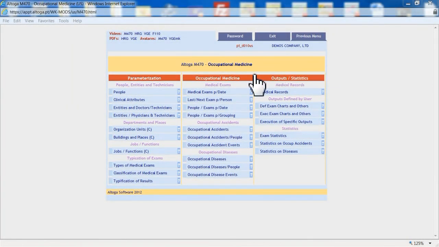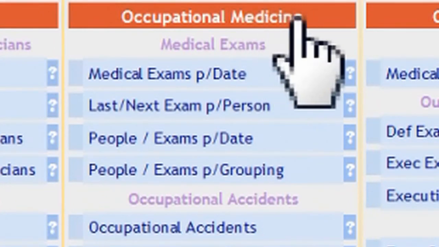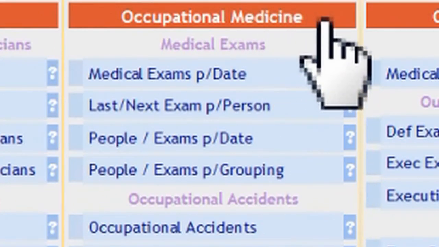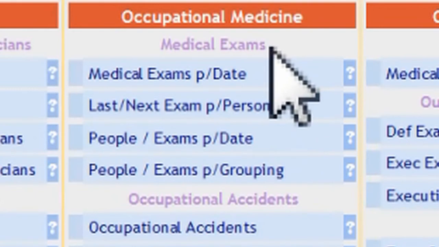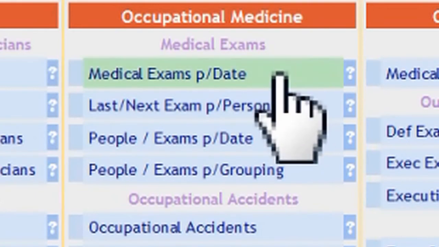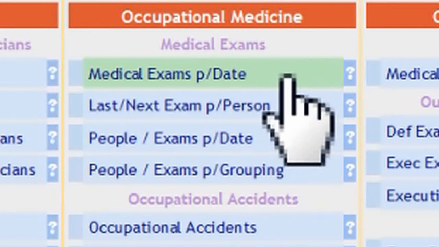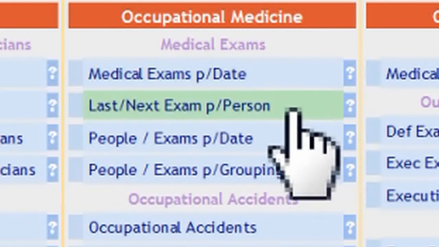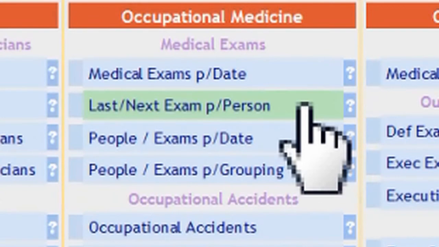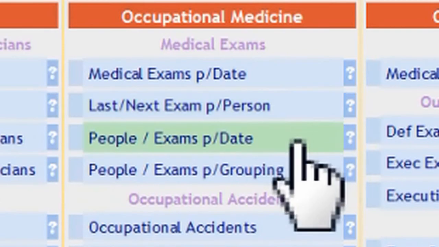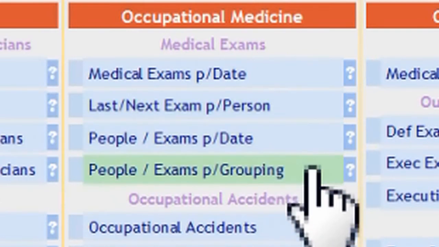In the middle section of the menu are highlighted the most specific everyday facilities of the occupational medicine itself, such as accomplished and planned medical exams seen under several perspectives, such as medical exams per date, which is the agenda generally used nowadays. Last, exams per person, essential to keep someone informed and which may be accessible on the web through the employees portal. And exams viewed through people, exams per date and people, exams per grouping.